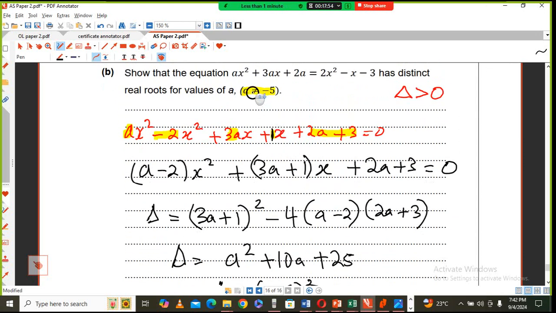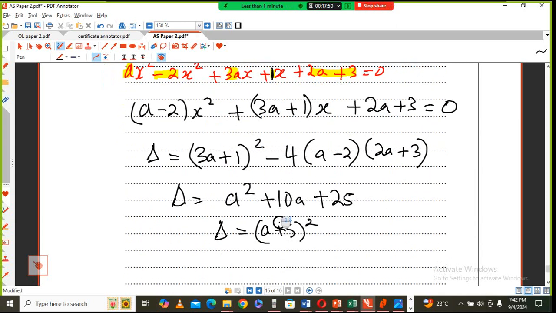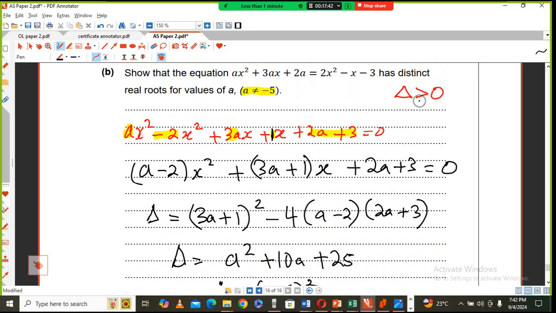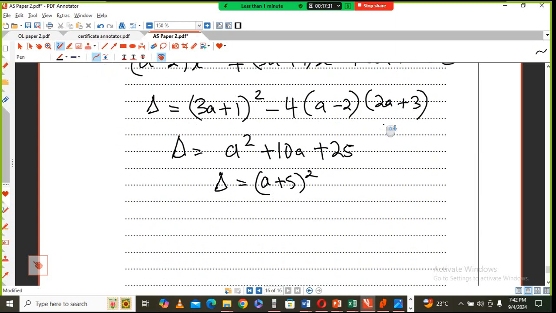Now, do you understand why a should not equal negative 5? Because if you put negative 5 here, you get 0, right? And our discriminant is not equal to 0. So that is why I did not put the or equal to there. Can you see that? It should only be greater than. If it was saying something else, a tangent, then you would have considered that.